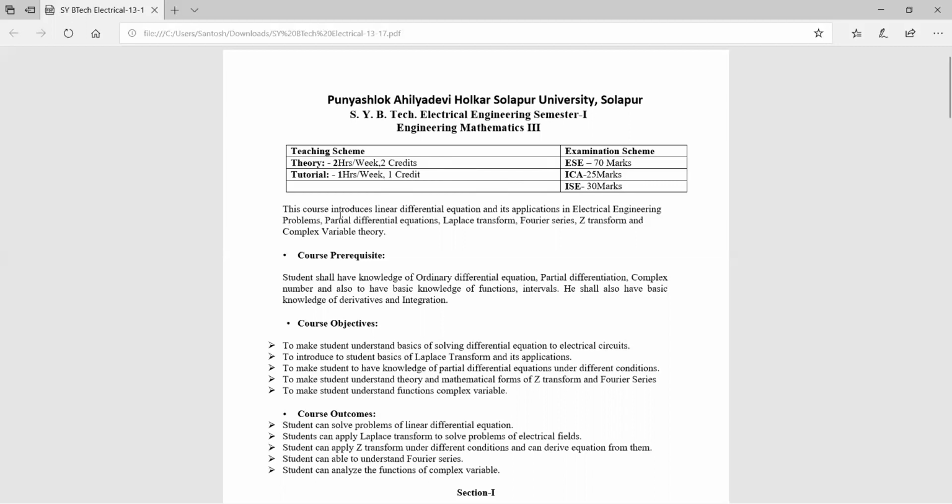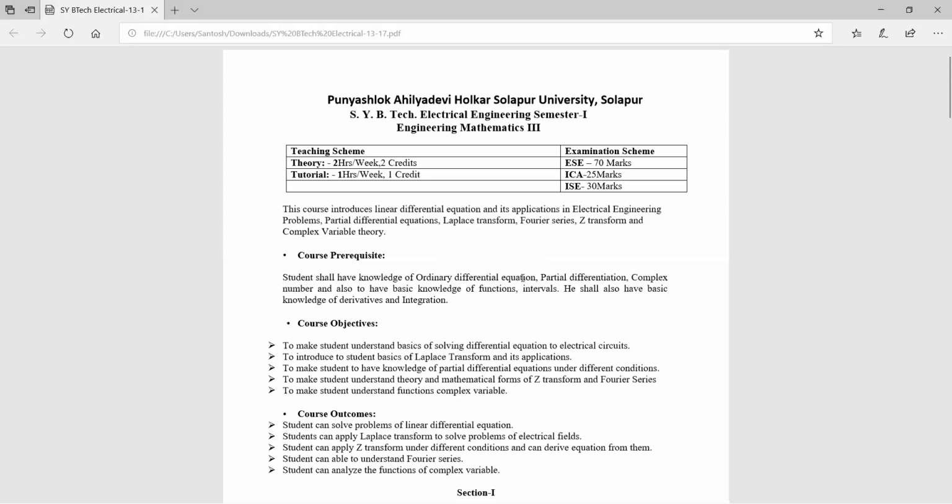This course introduces linear differential equations and their application in electrical engineering problems, partial differential equations, Laplace transform, Fourier series, Z transform, and complex variable theory. See first the course prerequisites. What we require in order to study this Engineering Mathematics 3 subject: it is necessary you have some knowledge about partial differential equations and ordinary differential equations.